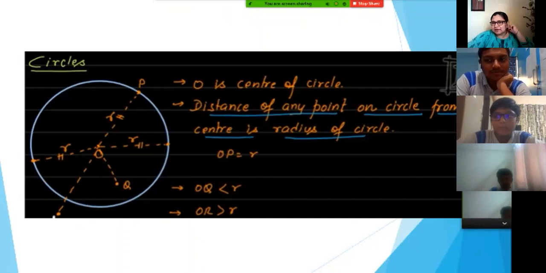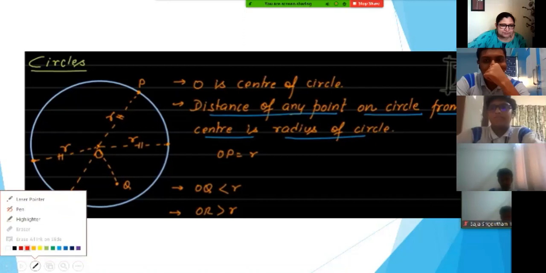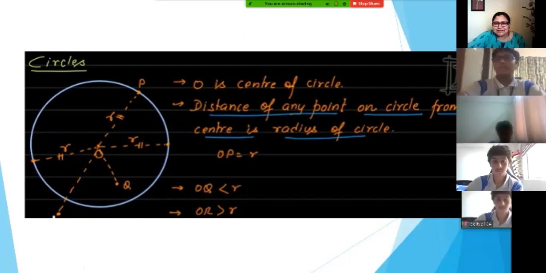This is just a recap of what you people have done so far. O is the center of the circle. The distance of any point on the circle from the center is called the, what is it called? Radius. Yes, awesome. So that's a radius.